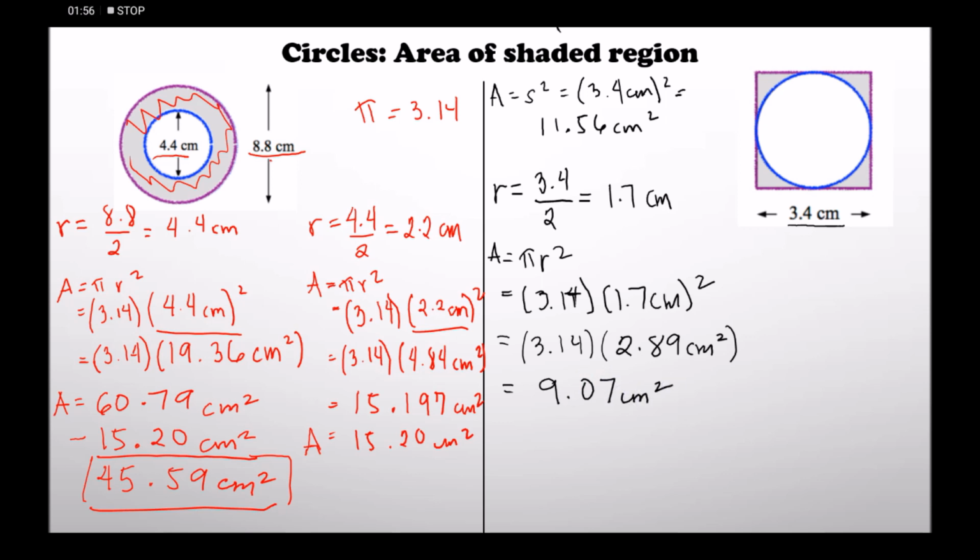So we are now going to subtract the area of the circle from the area of the square, which is 11.56 cm square, minus the area of the circle, which is 9.07 cm square, and that is equivalent to 2.49 cm square.